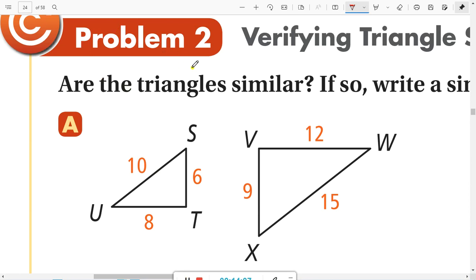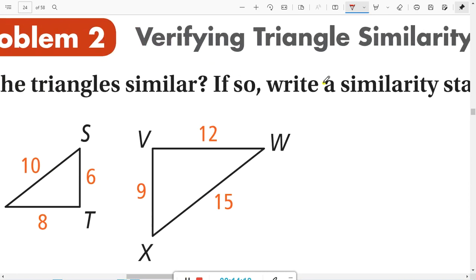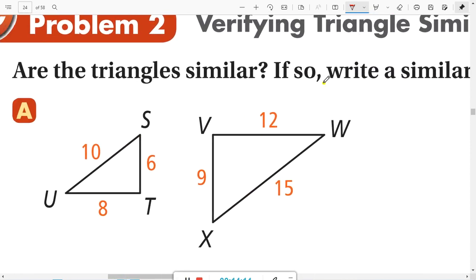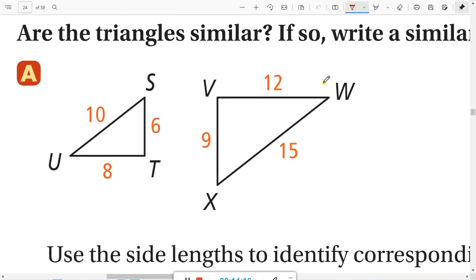Okay, problem 2. Are the triangles similar? If so, write a similarity statement for the triangles. All right, so let's see example A. As you can see, they did not give us any angles, okay? All they gave us are side lengths. So if they're similar, it's going to have to be side, side, side.